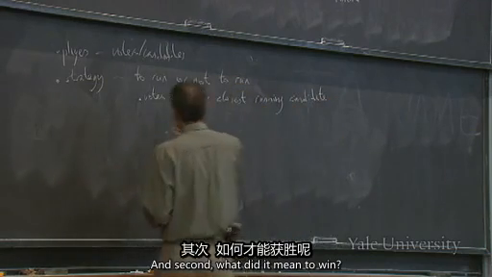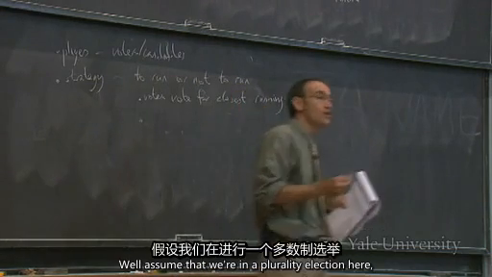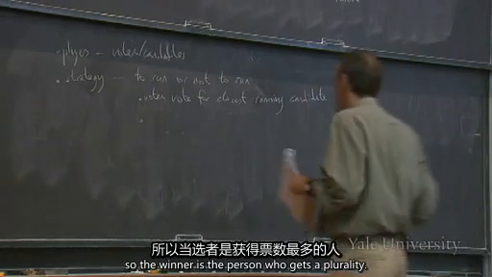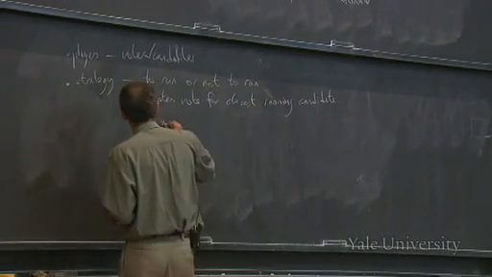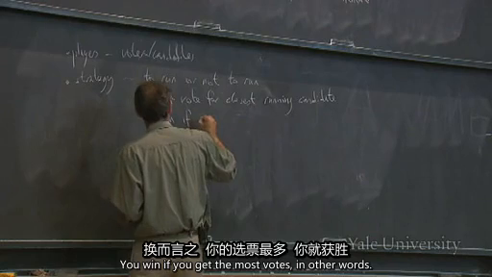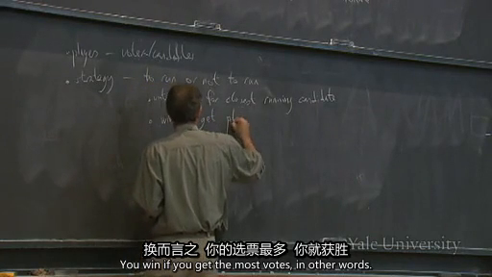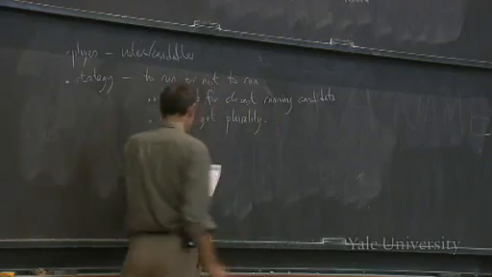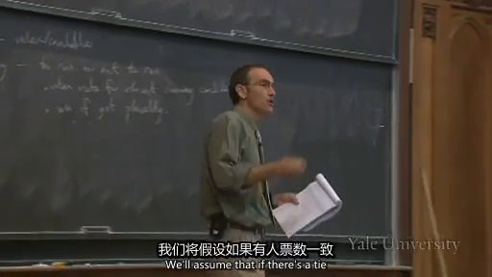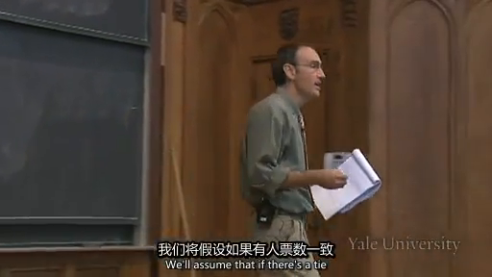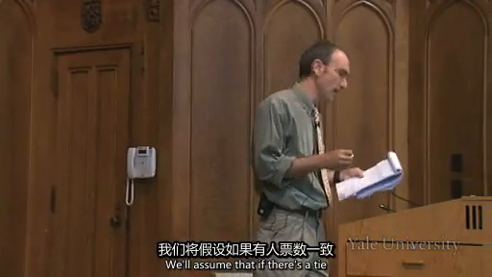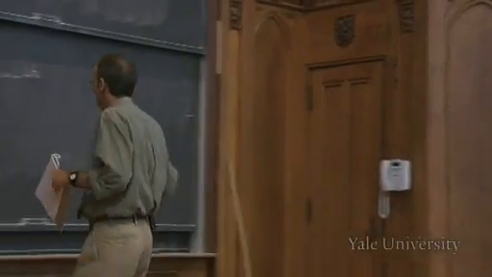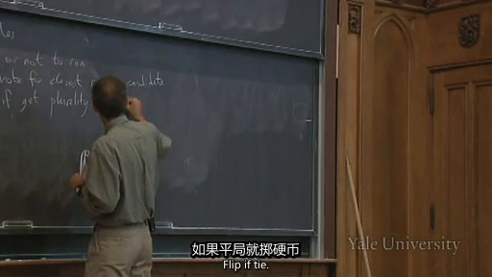And second, what does it mean to win? We'll assume that we're in a plurality election here. So the winner is the person who gets a plurality. You win if you get the most votes, in other words. And we'll assume that if there's a tie, we flip a fair coin or a Supreme Court judge, whichever you want to take. So flip if tie.